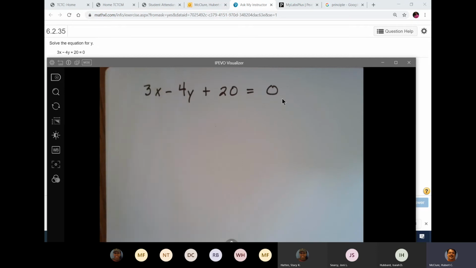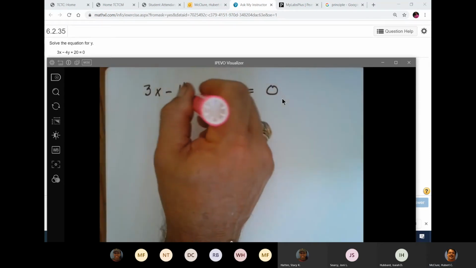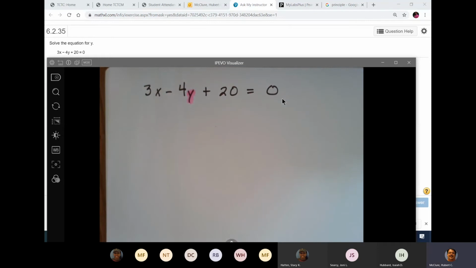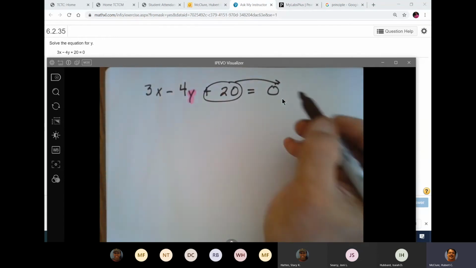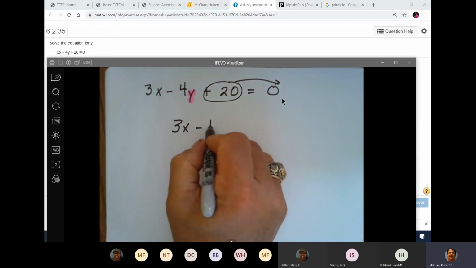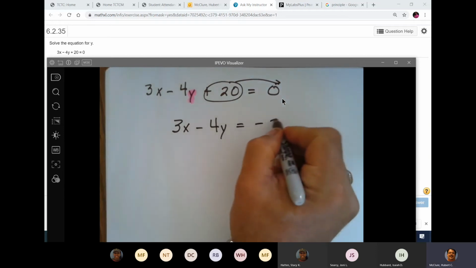So they want to solve for y, so I'm going to highlight y. So that means I got to get rid of the 20 and the 3x. So how do you get rid of having $20? You got $20 and it's burning a hole in your pocket. What do you do with it? Spend it. You spend it. So I'm going to subtract 20 or take it across the river, and it becomes 3x minus 4y is equal to negative 20.